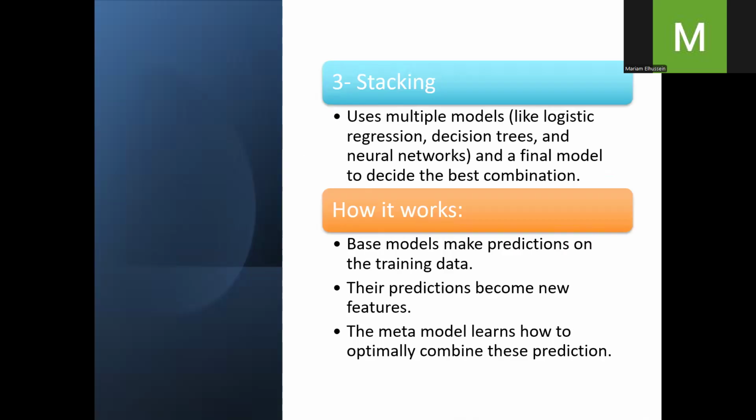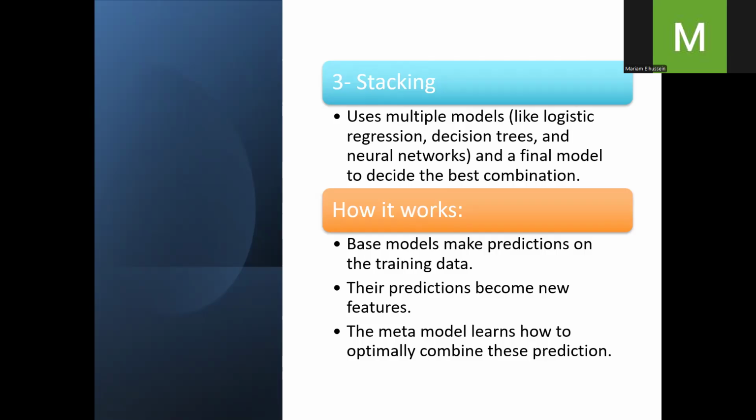The third approach to ensemble is stacking. Stacking means that you will be using different models. You're going to use logistic regression, decision tree, neural networks, SVM, any kind of model that you wish to combine. For boosting, it's going to be a single model, but for stacking, it's going to be a collection of different models.